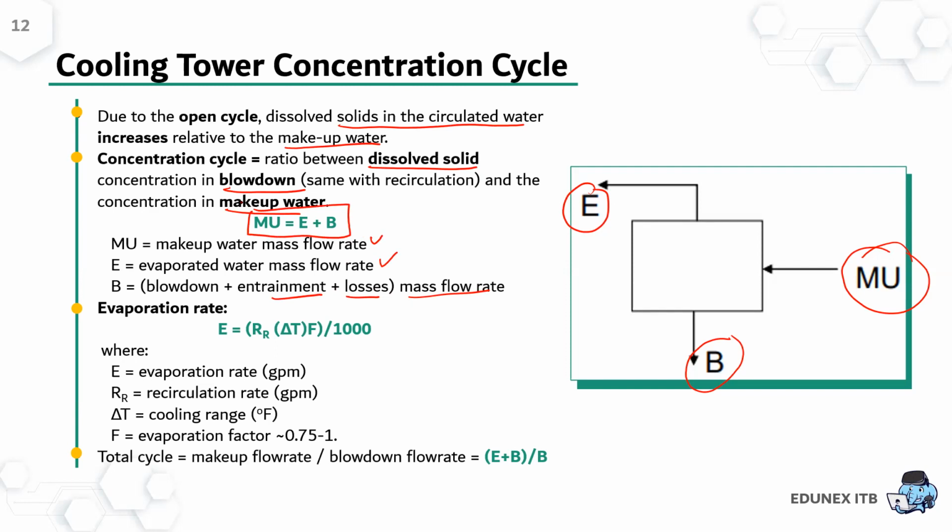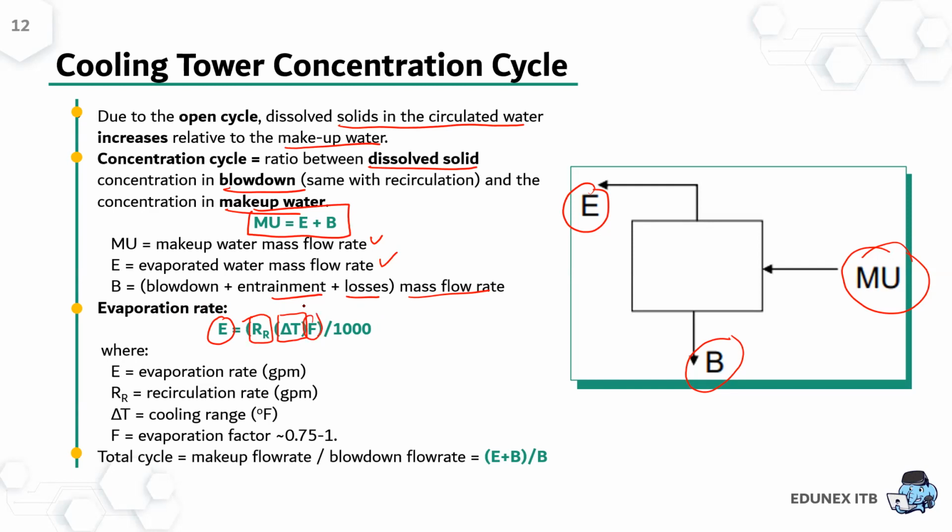And the next one is the evaporation rate, which can be calculated using this formula. E corresponds to the evaporation rate in GPM, while RR is the recirculation rate, delta T is the temperature or cooling range in degrees Fahrenheit, and F is the evaporation factor.